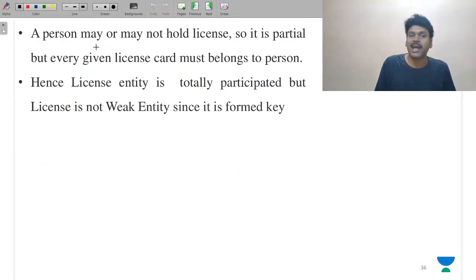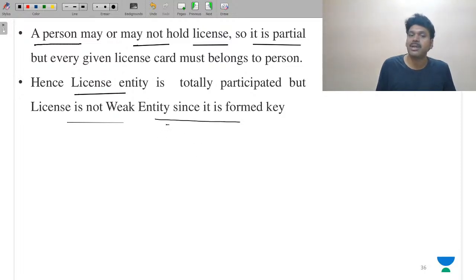So the description here I have given, a person may or may not hold a license, so it is a partial. But every license is associated with the customer, hence it is a what? Weak entity. Weak entity in the sense, it's not a weak entity, even though it is identified as strong, but here it is totally participating on others.